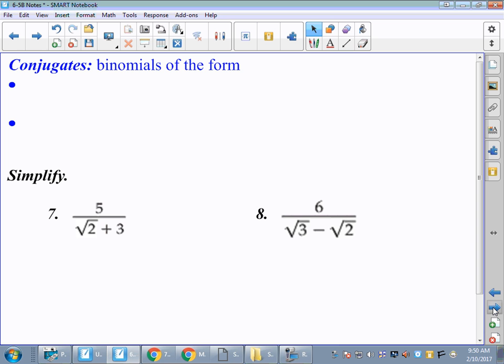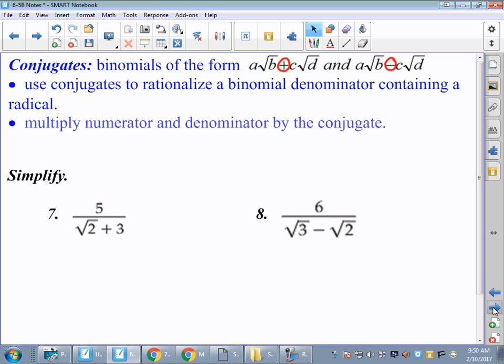Okay, last concept. We've already talked about conjugates before. I introduced the concept of conjugates when we learned about imaginary numbers. A conjugate is when you change the middle sign. So they're not opposites, they're conjugates. So if you have a conjugate, that's how you get rid of a binomial denominator. So this should be very familiar because of when we did imaginary numbers.